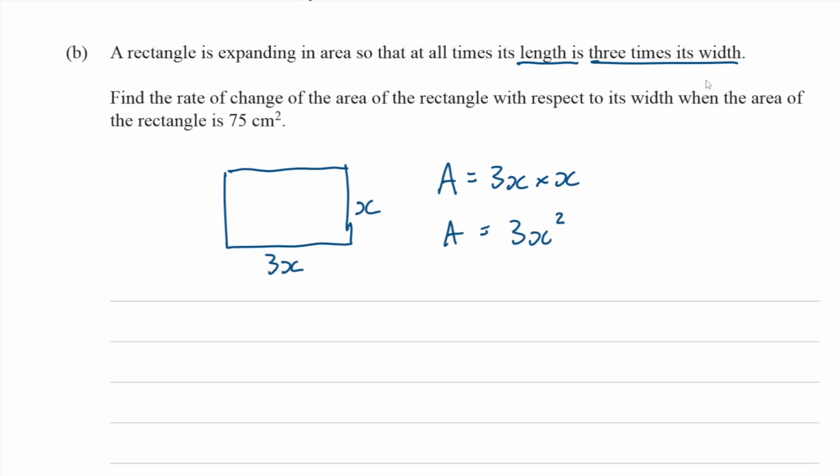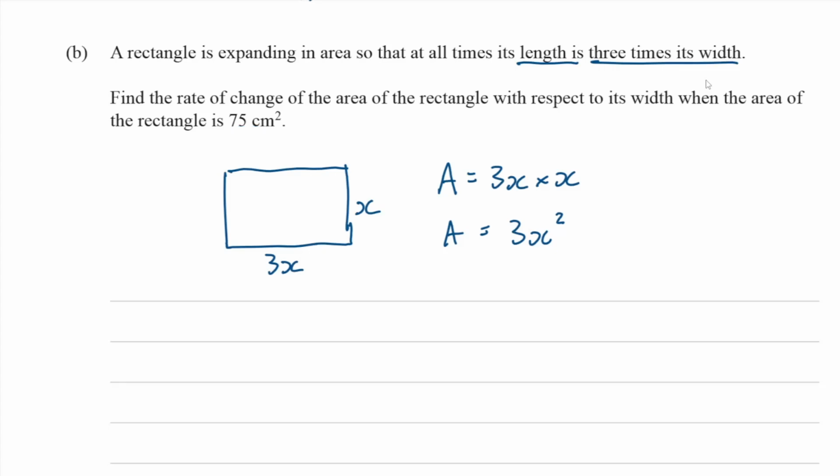Cool. Now the question is asking us, find the rate of change of the area. So rate of change, we should be thinking gradient, derivative, when the area is 75 centimeters squared. So for a given area, we want to find how quickly it's growing at that specific area. So we know it's increasing, but how quickly is it increasing?